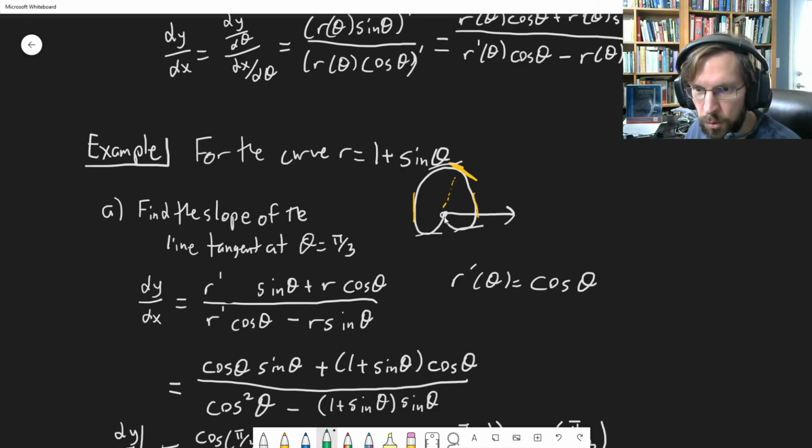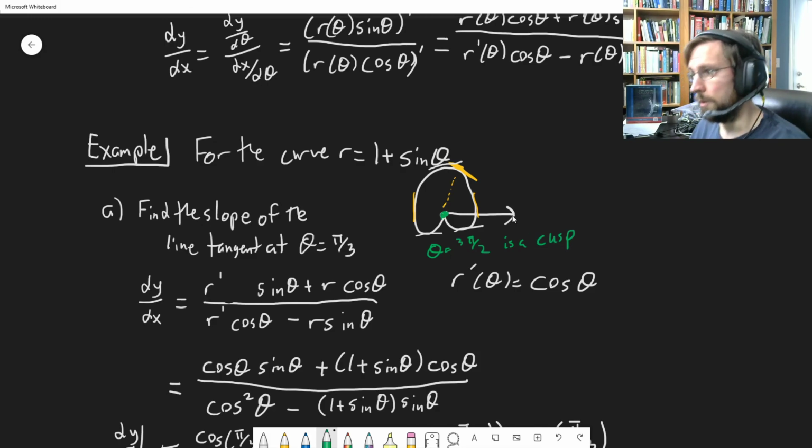3 pi over 2 is this point right here. So in terms of what we have of our graph, theta equals 3 pi over 2 is what's called a cusp. The derivative does not exist. Okay, so it's neither a vertical nor a horizontal tangent line.